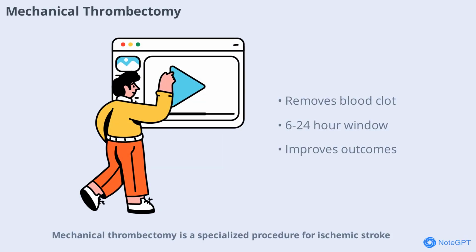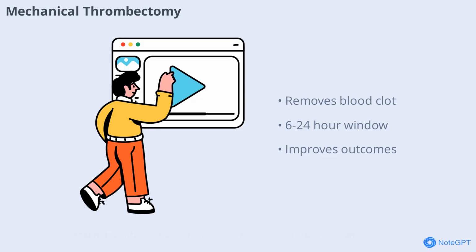Mechanical thrombectomy is a specialized procedure for ischemic stroke, involving the removal of a blood clot using a catheter. This intervention is typically performed within 6 to 24 hours of symptom onset and is reserved for select patients with large vessel occlusion. Mechanical thrombectomy can dramatically improve outcomes when performed promptly and by experienced teams.